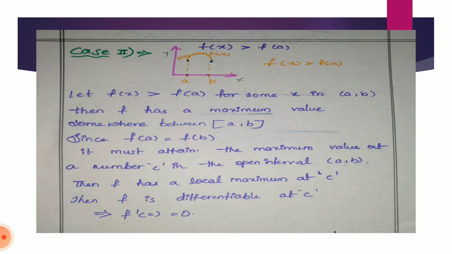Let f(x) be greater than f(a) for some x in the open interval (a, b), then f has a maximum value somewhere between a and b. Since f(a) equals f(b), it must attain the maximum value at a number c in the open interval. Then f has a local maximum at c. Then f is differentiable at c. Finally, we prove that f'(c) equals 0. Here case 2 is proved by f'(c) equals 0.